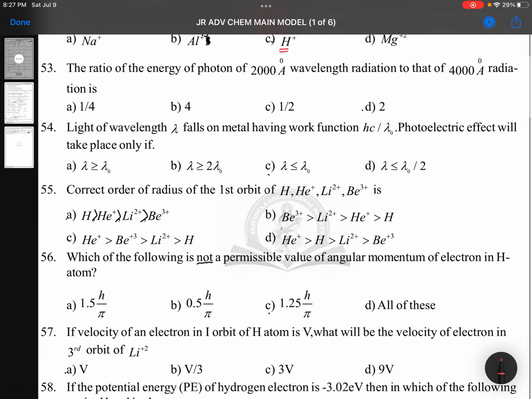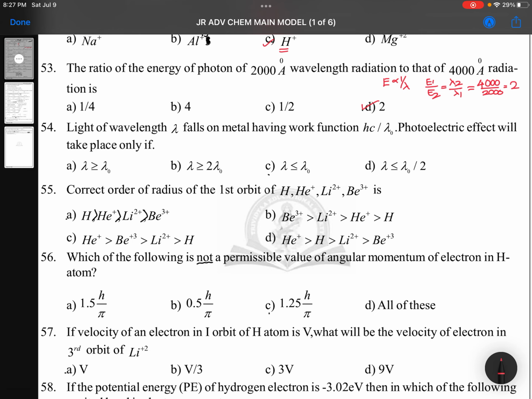The ratio of energy of photons of 2000 angstrom and 4000 angstrom. Now, energy is inversely proportional to lambda. So E1 by E2 is equal to lambda 2 by lambda 1, means 4000 by 2000, that is equal to 2.